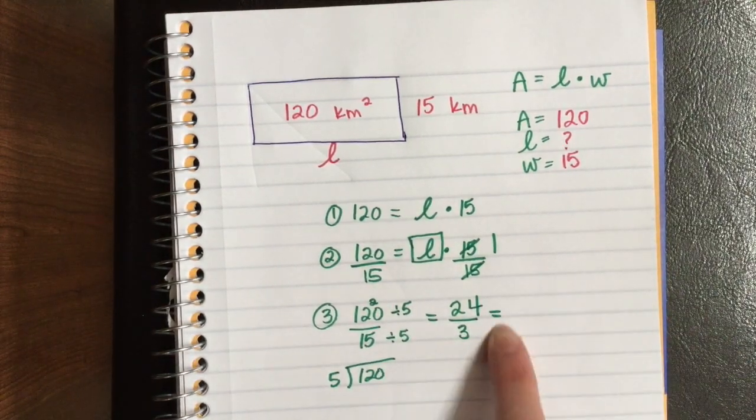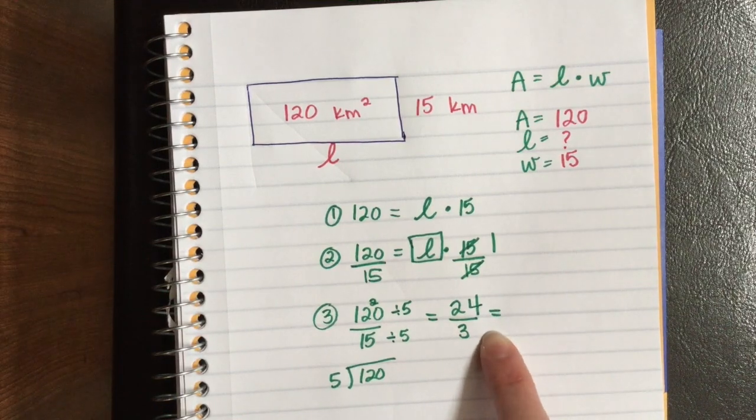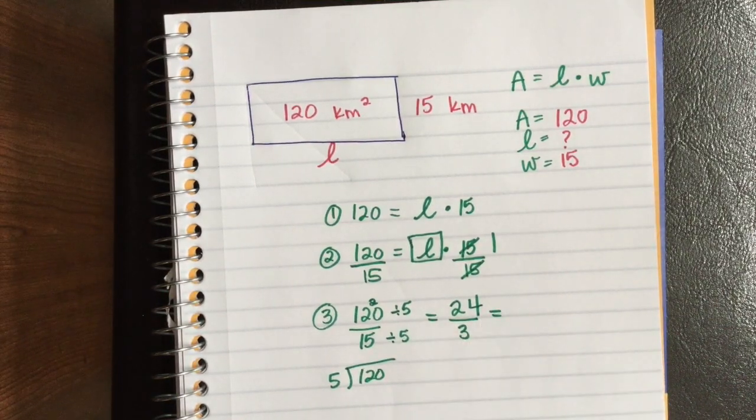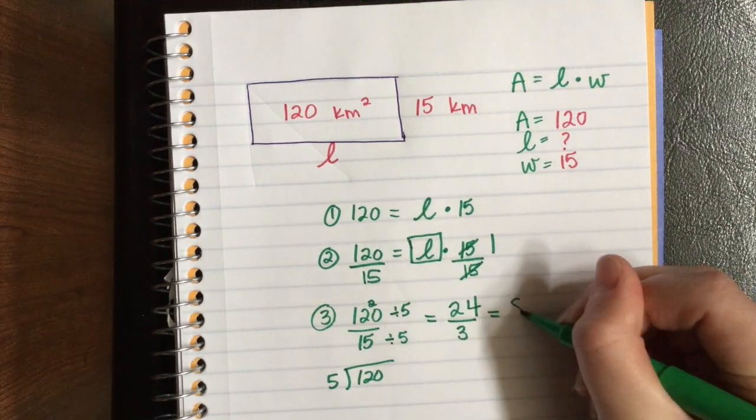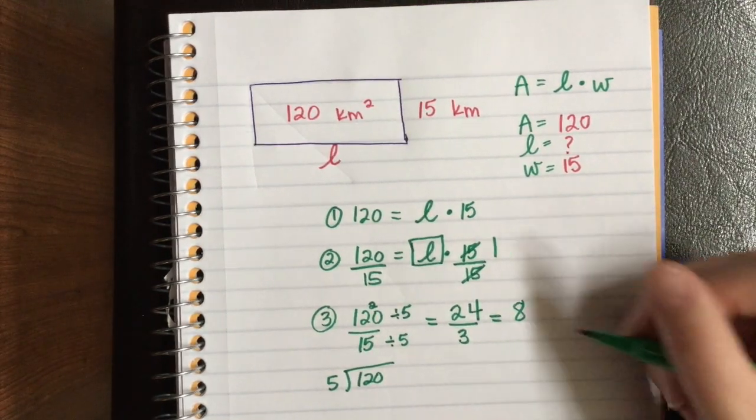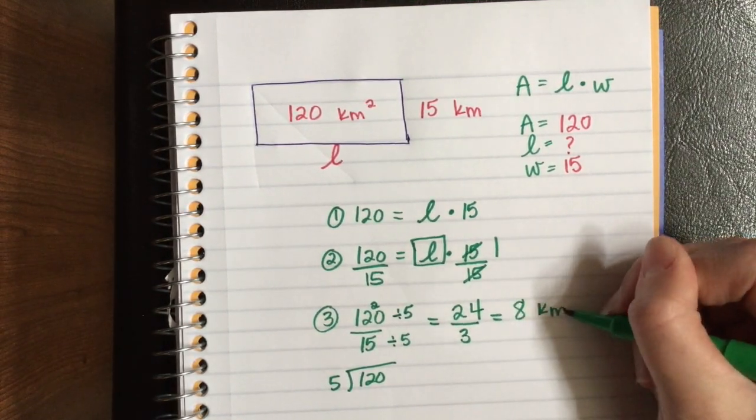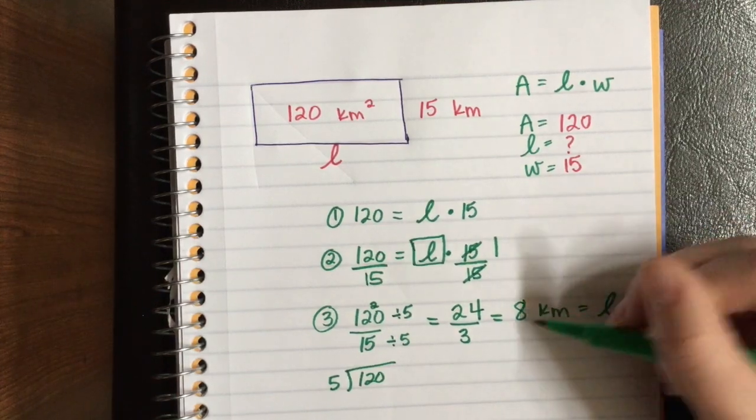But now we have 24 and 3. So 3 can go into 24 8 times exactly. And then our units are kilometers, and that is our length.